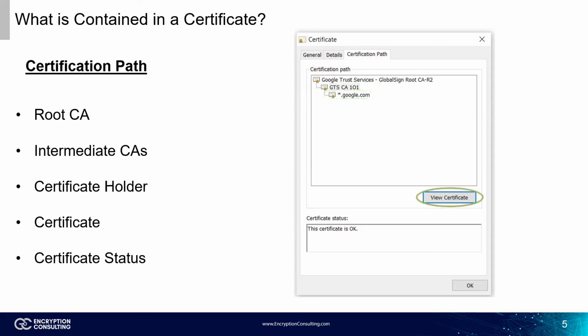By selecting one of the CAs in the certificate path, you can view their certificates as well. The final part of the certification path is the certificate step. This displays whether the certificate is okay or not. This can help you find issues within your certification path.